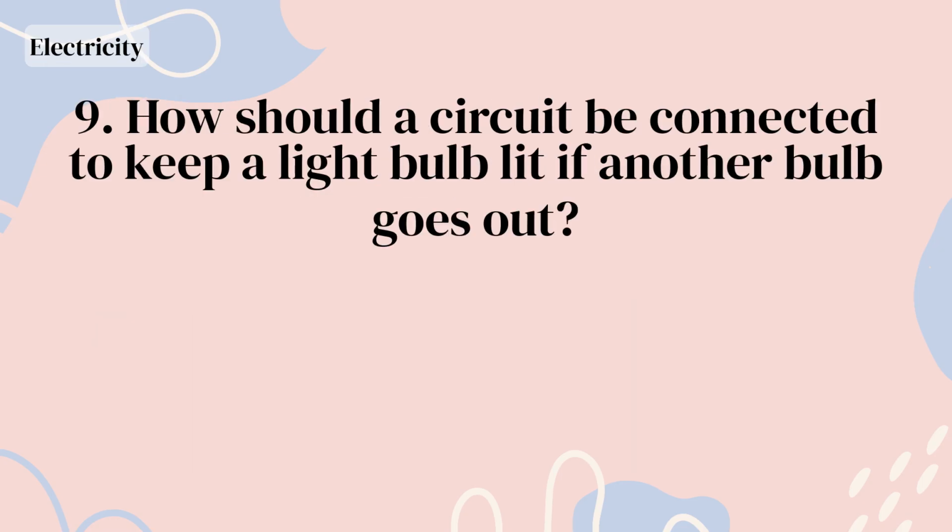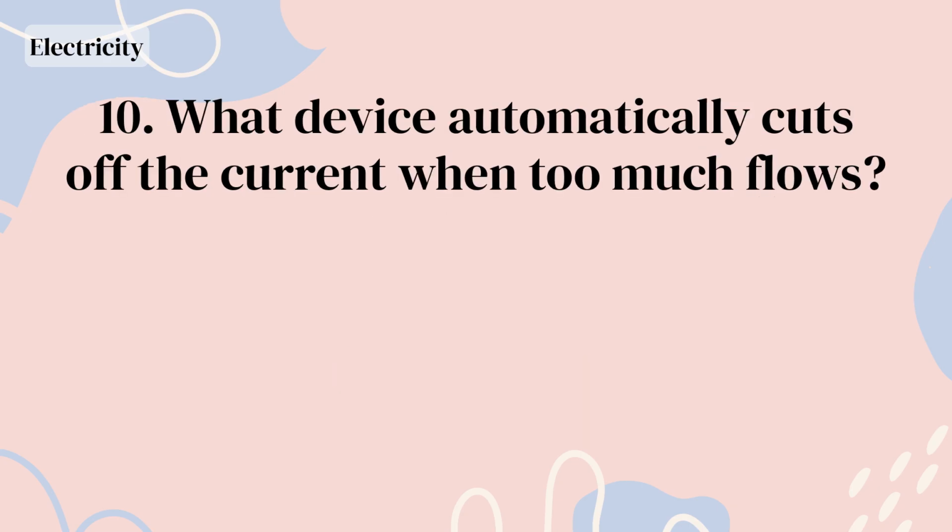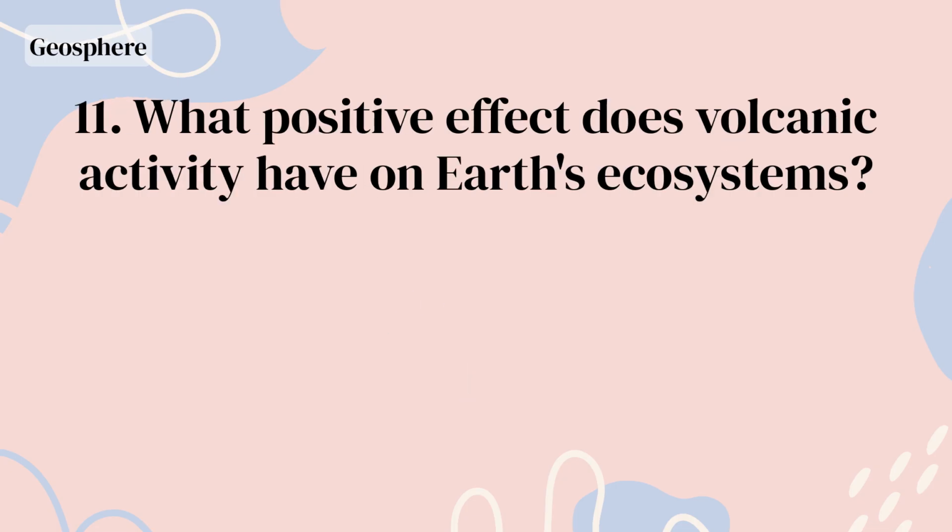How should a circuit be connected to keep a light bulb lit if another bulb goes out? In parallel. What device automatically cuts off the current when too much flows? A fuse. What positive effect does volcanic activity have on Earth's ecosystems?